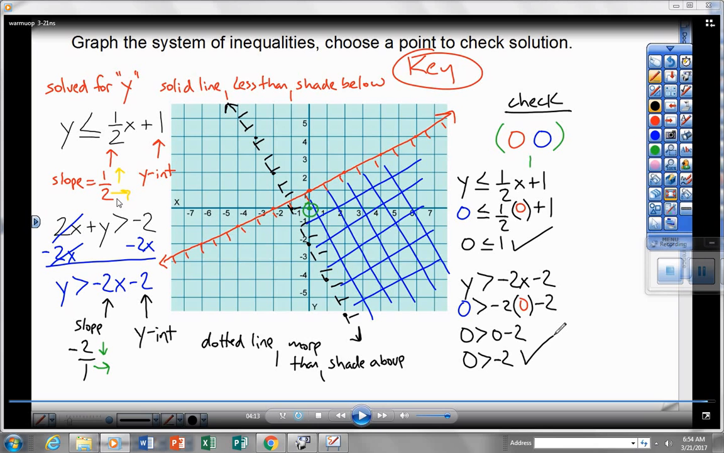satisfies both inequalities. Both these are true statements. 0 is less than 1. 0 is also greater than -2. Any other point in this area will give you two true statements as well. Any point along this solid line will satisfy both inequalities. Any point along this dotted line will satisfy the red line's inequality, but not the other. So you cannot pick points on this dotted line, anywhere in the shaded area or anywhere on that solid line.